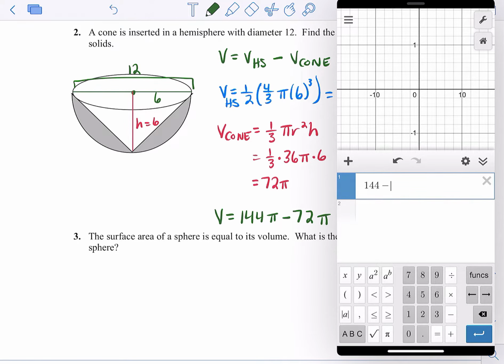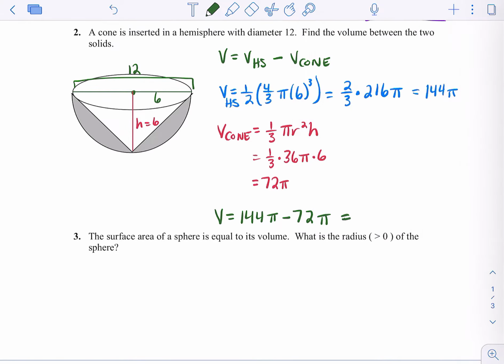Oops, minus. Yeah, so interesting. This is fascinating. So that gives us 72 pi cubic units. And that's really fascinating to think about, that the empty space left around would be equivalent to the volume of the cone itself when it's inside a sphere. Interesting. All right, so here's the next one.